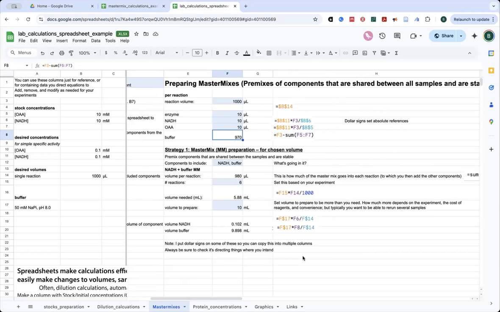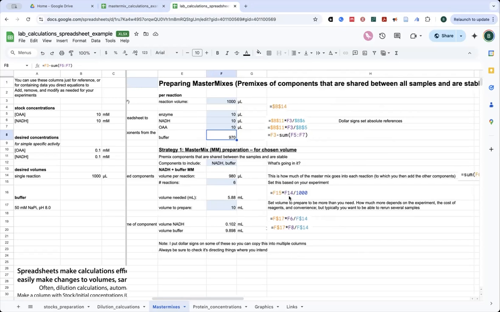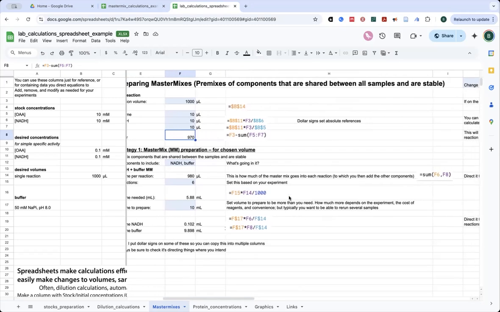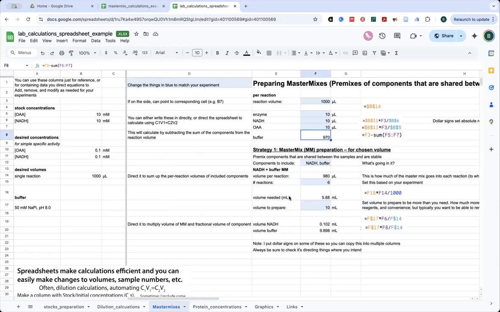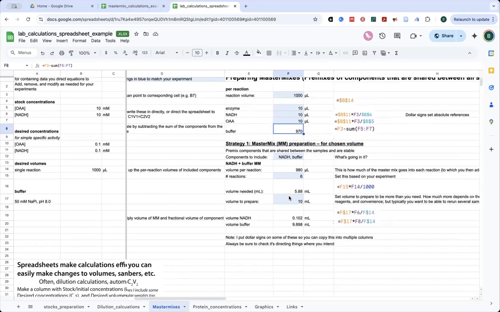It's basically where you have samples that have shared components and unique components. And you premix the shared components so that you minimize the amount of pipetting you have to do. You can premix the components that are shared between all the samples and that are stable, and then just add the unique parts to them. And so here I have two main strategies for doing this.